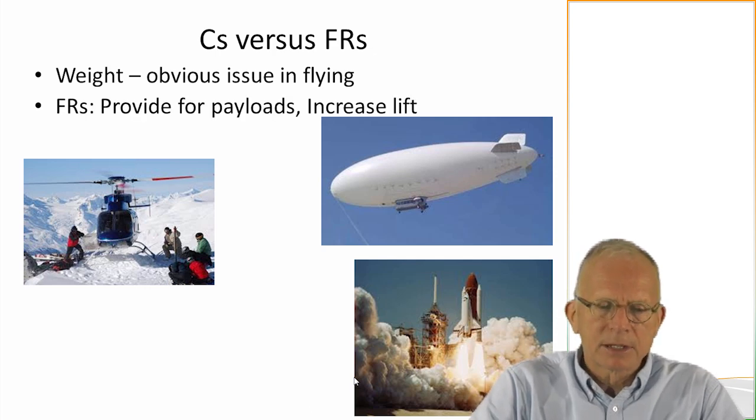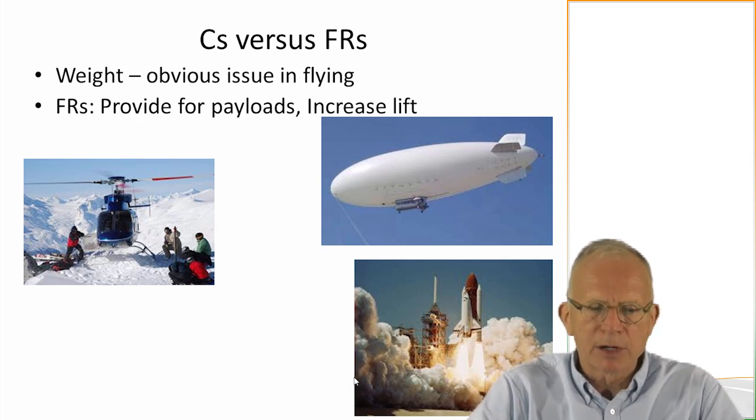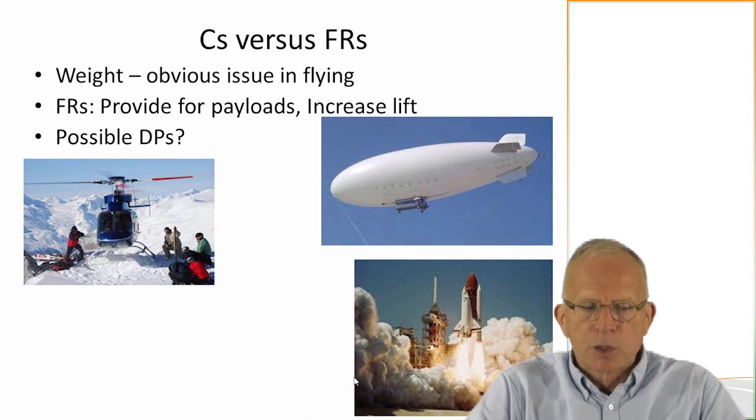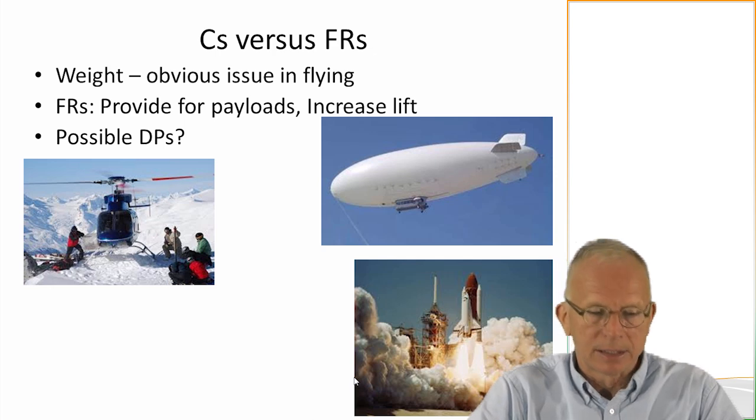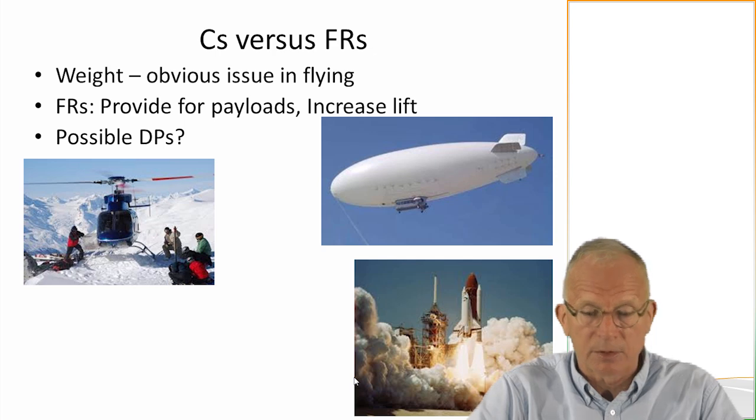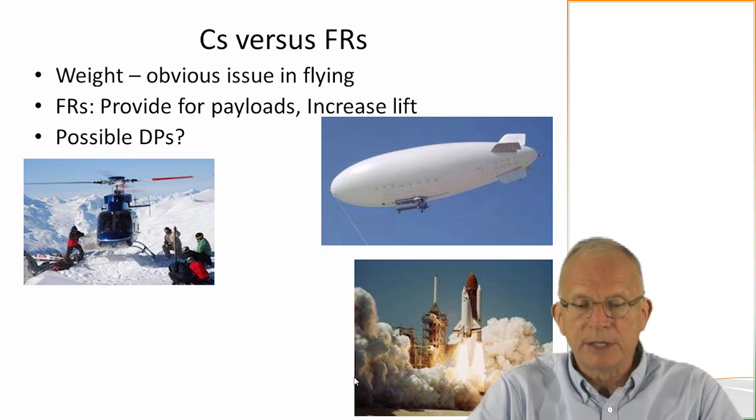Now, it depends a little bit, right? The FRs might be to provide for payloads. So we'd have to increase lift if we want to put a larger payload on a flying machine. So what would be the possible DPs? Well, within certain limits, we could increase the power in a helicopter, increase the thrust in rocket engines, or increase the amount of lighter than air material in a blimp.